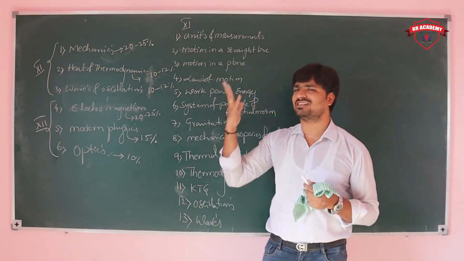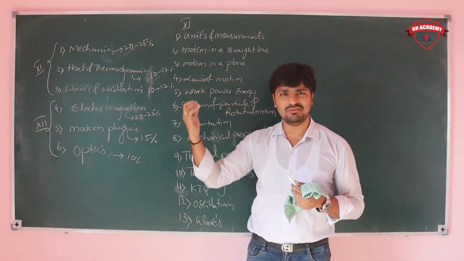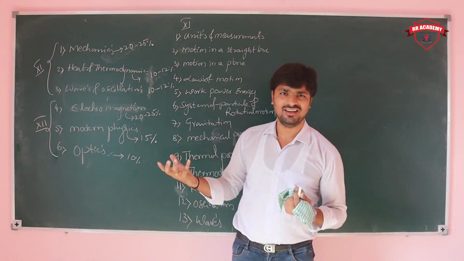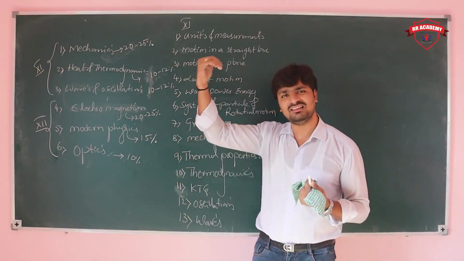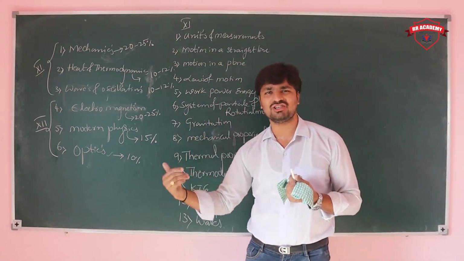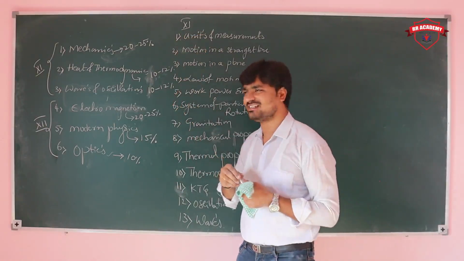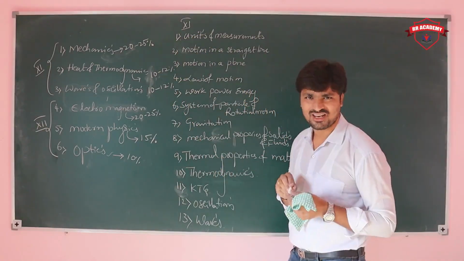Any object we are projecting upwards, after some time it is coming back. Why is it? Up to what height can it go? With what velocity do we have to project? That's all we are discussing in this condition.